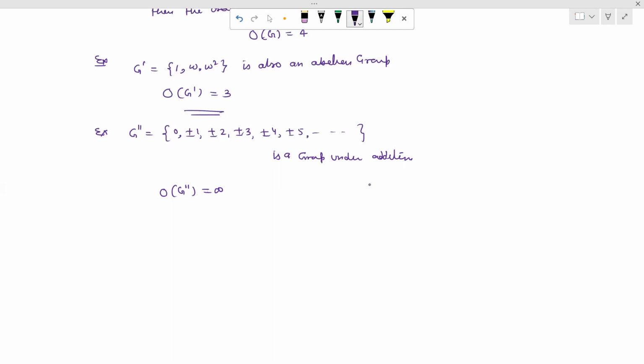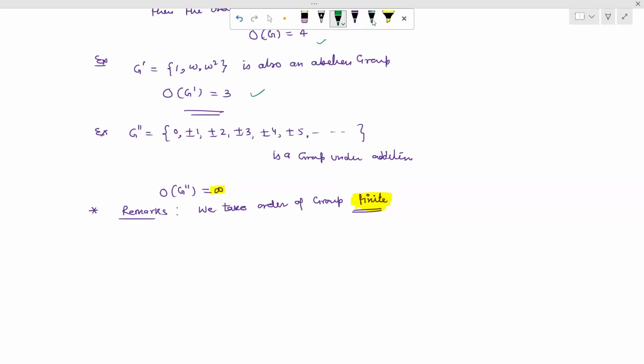So you have to remember, we take the order of a group always finite. So remember one important remark: we take the order of a group finite. Basically, we calculate the order of a group of a finite group only. That means this will be 3, 4, so finite elements.